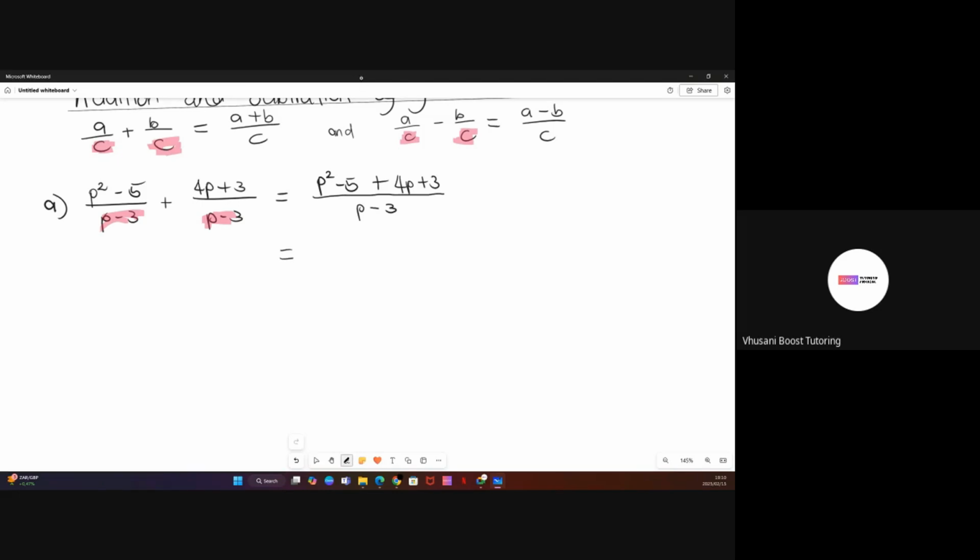So now we can just simplify the numerator according to its like terms. We have p squared, which has no other like terms, and the positive 4p, which also has no other like terms. And then we have our negative 5 plus 3, which will give us a negative 2. And this is all divided by p minus 3.